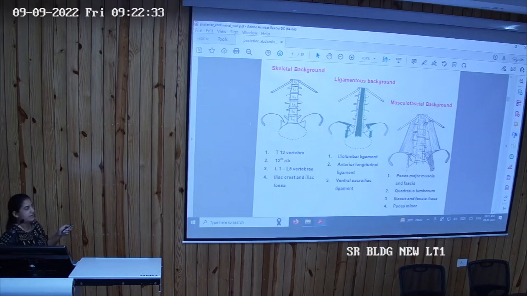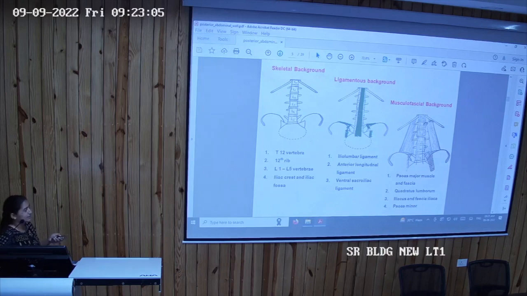It's the 12th rib attached to the T12 thoracic vertebra. So T12 thoracic vertebra, L1, L2, L3, L4, L5. That means lumbar vertebrae, one thoracic and all the lumbar vertebrae along with the one rib and the iliac crest. These are forming the skeletal framework for the posterior abdominal wall. If there is some skeletal framework, there will be some ligaments, some fascia, and muscles attached to it. So next to the skeletal framework, there is attachment of ligaments.